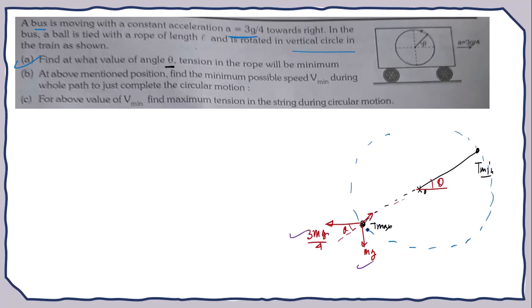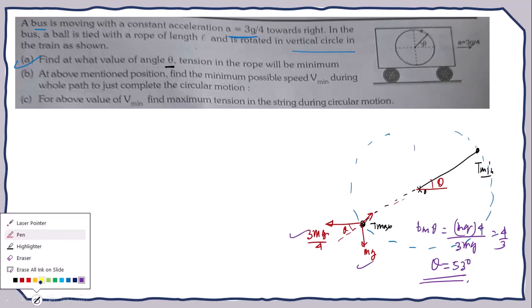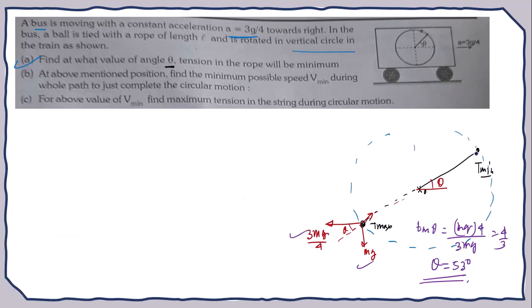So I can say tan theta should be equal to mg divided by 3mg by 4, that is 4 by 3. That means theta equals 53 degrees. So this is the angle made with the vertical, so that at this point the tension will be minimum. Why? Because at this point only two forces are existing: one is mg and the other is the pseudo force, that is m into a. So it is balancing the situation such that the tension at this point becomes 0. So the answer is basically 53 degrees.